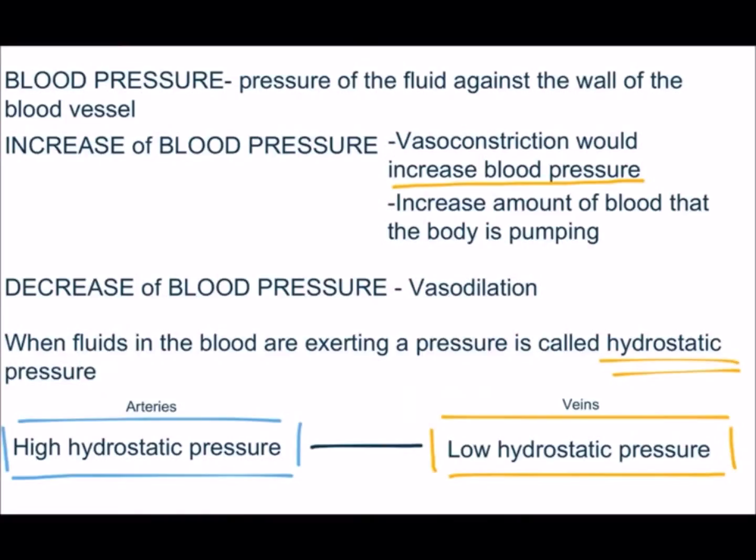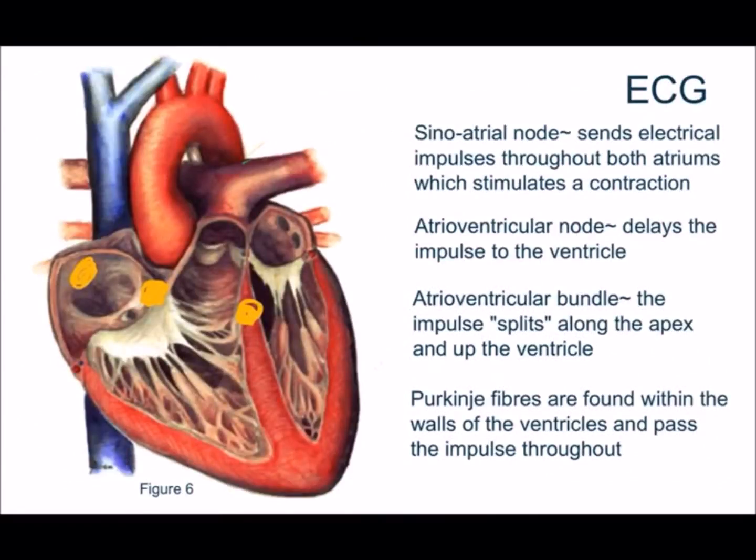The final part of the cardiovascular system I will be discussing is the ECG. So here I've got my heart structure again, and I've actually drawn in 3 dots, and these dots represent nodes. And nodes send electrical impulses throughout the heart to create a heartbeat. So at the top of the atrium, I have my sinoatrial node. This sends electrical impulses throughout both atriums, which stimulates a contraction.